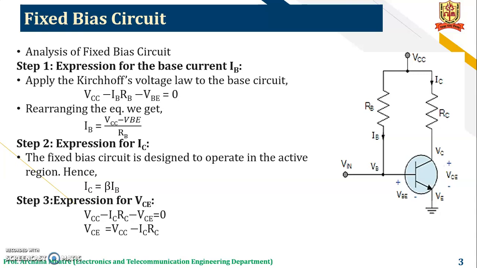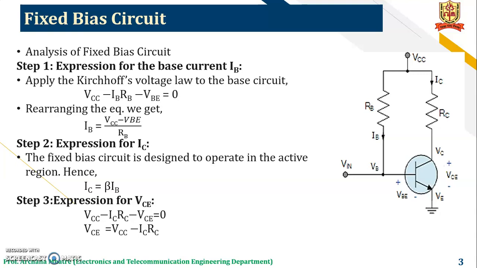Analysis of fixed bias circuit. Step 1. Expression for the base current IB. Apply Kirchhoff's voltage law to the base circuit. So we'll get the equation as VCC minus IB RB minus VBE is equal to 0. Rearranging the equation, we'll get IB is equal to (VCC minus VBE) divided by RB.